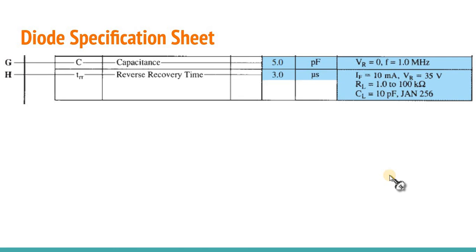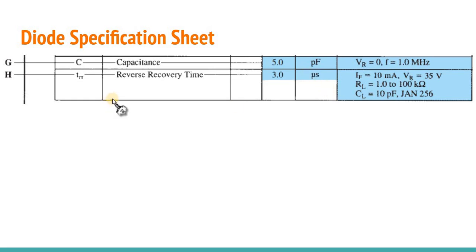Okay, and there is also a data with the capacitance. Okay, when the reverse voltage equals 0, and then the frequency is 1 megahertz, the capacitance of the diode becomes 5 picofarad.